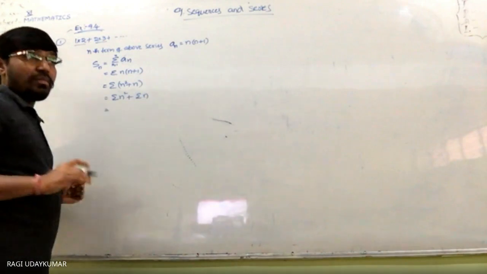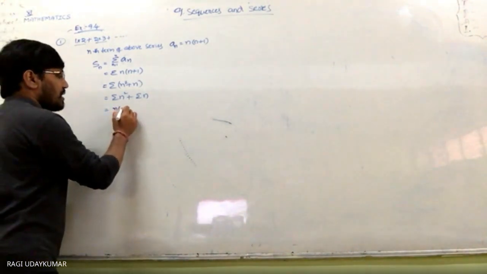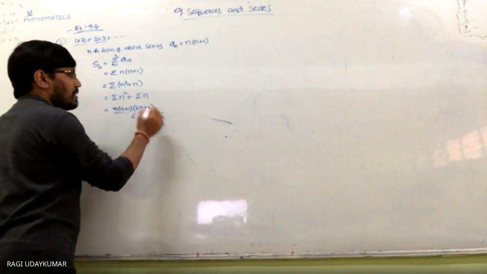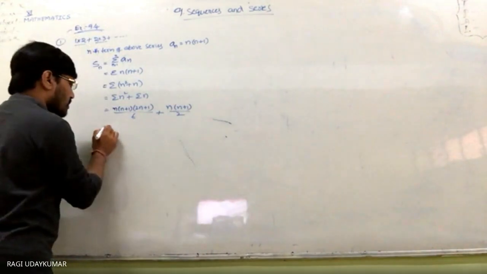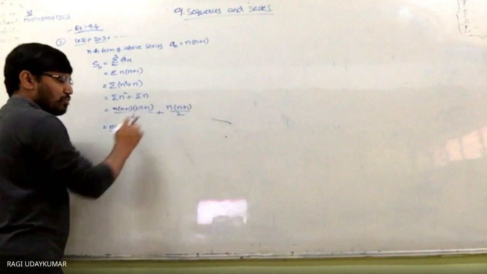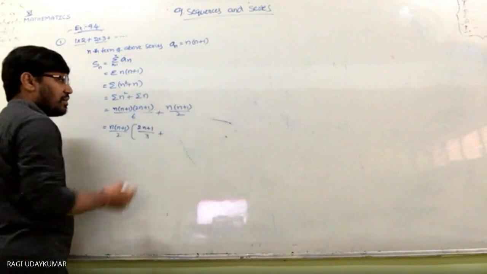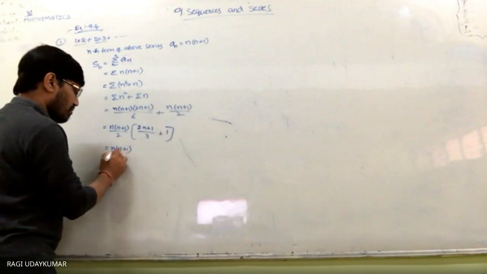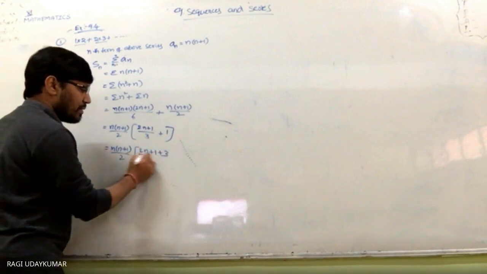Sigma n square, the sum of the squares of the first n natural numbers, is n into n plus 1 into 2n plus 1 by 6, plus the sum of the first n natural numbers, n into n plus 1 by 2. From this you can take n into n plus 1 by 2 common from both. Here you get 2n plus 1 by 3 plus 1. Simplifying, n into n plus 1 by 2 into 2n plus 1 plus 3 by 3.